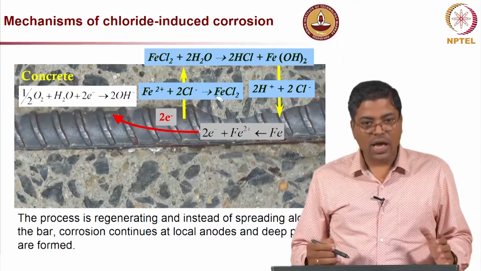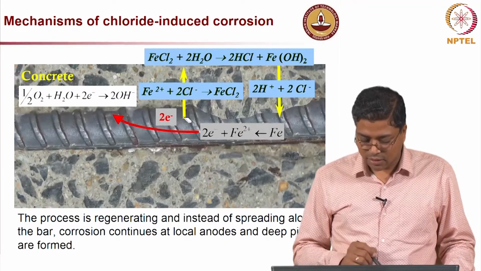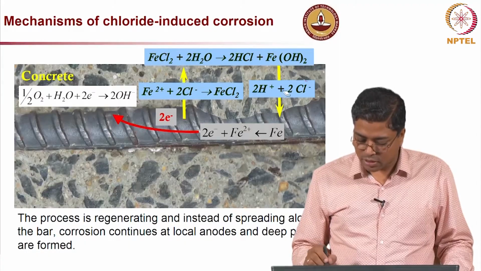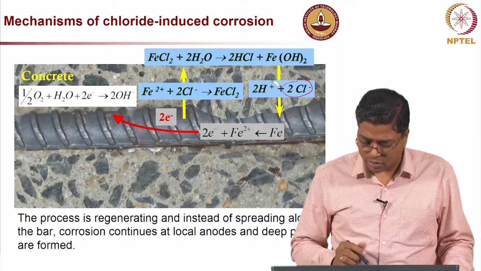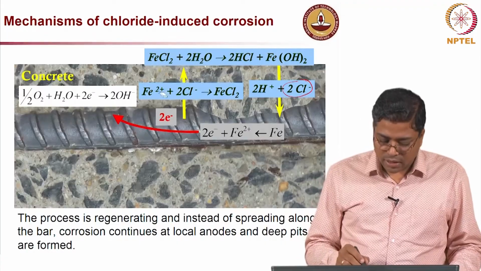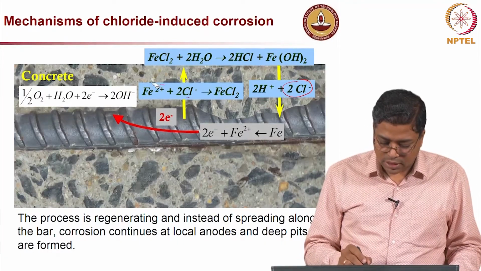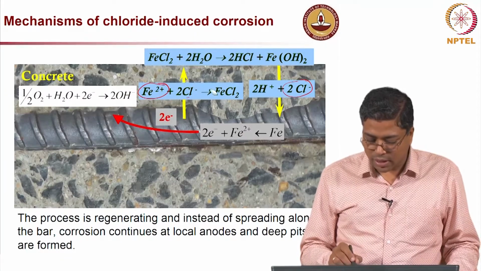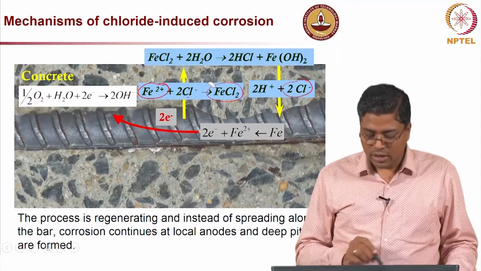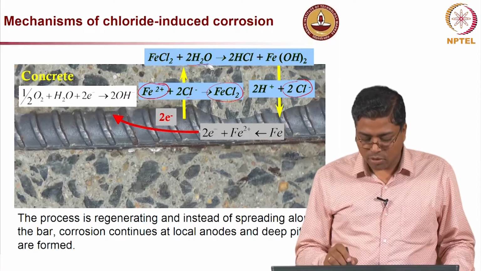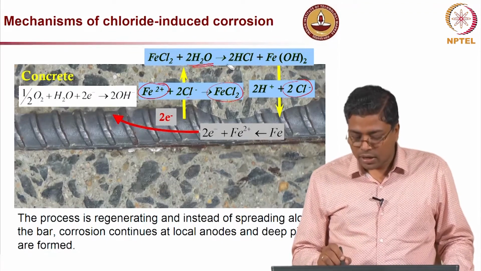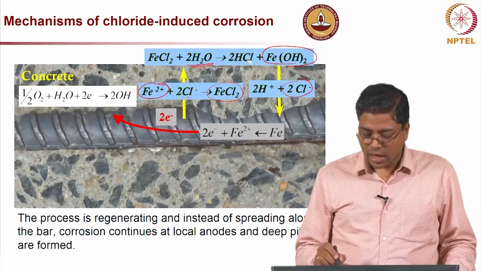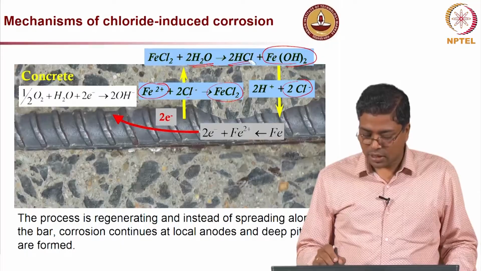So, if you have enough chloride reaching the steel surface, let us say you have chloride ions available, and they will try to react with the steel or iron over here. These two will react and form ferrous chloride, which in presence of moisture will lead to formation of the rust, which is ferrous hydroxide, and also you have HCl formed.